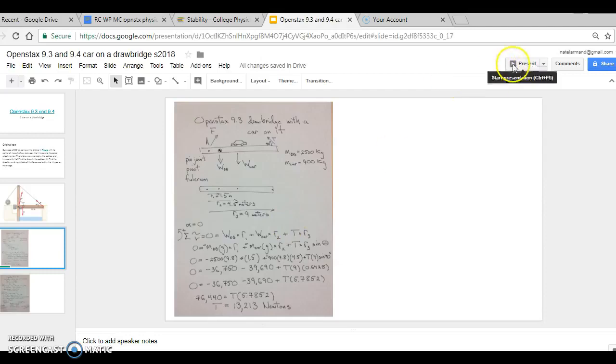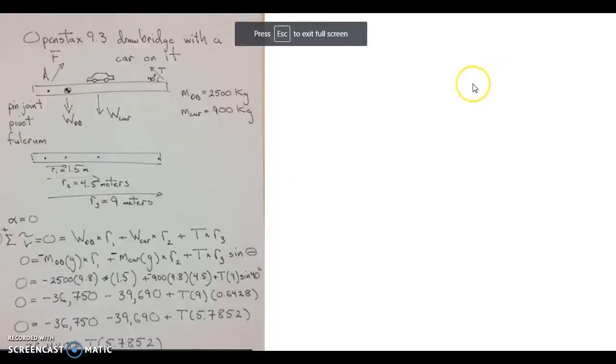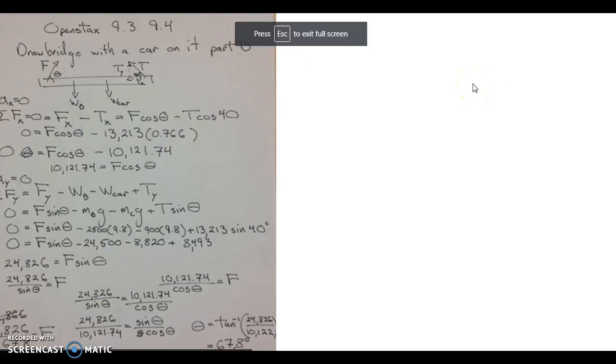13,213 newtons. Part B is much more challenging. Part B asks for the reaction force from the pin joint. So now we're just going to go back to F equals ma. If there's no linear acceleration, that means the sum of the forces is 0. So we do the sum of the forces in the horizontal direction. That is the x component of the reaction force. That's this leg right here, the adjacent leg.